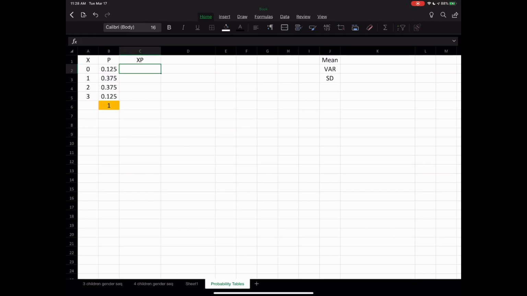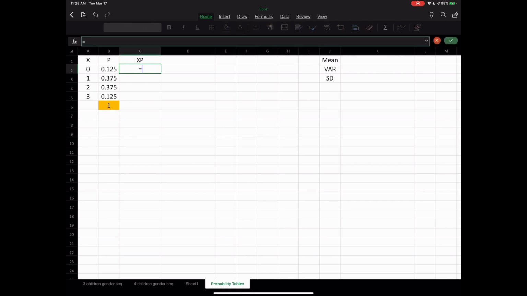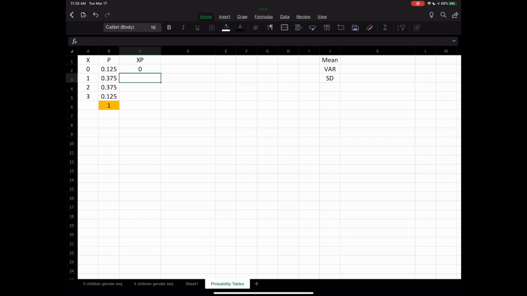Well, I need to multiply the X's to P's, as you noticed in the lecture, so I can calculate the mean of this distribution. And for that, all I have to do is take my X and multiply it to my P. Now, all I have to do is fill it. So I'm going to drag it down. Now it's constructed all the products of all my X's and P's.